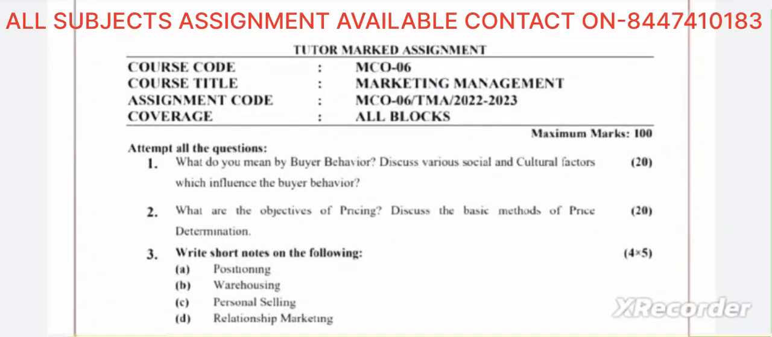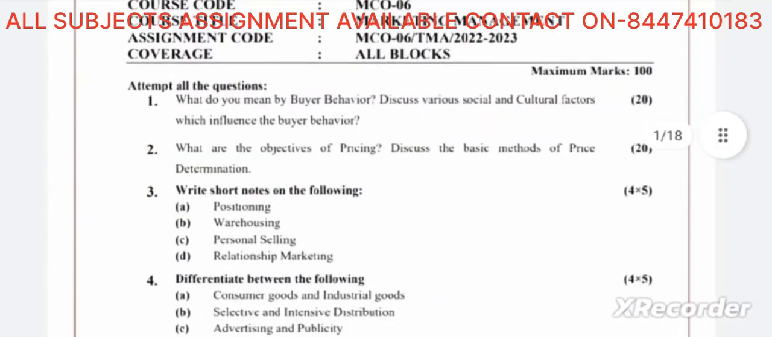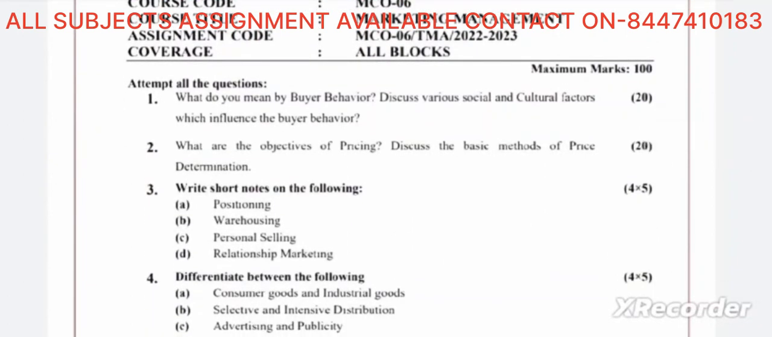These are the tutor marked assignments. The course code is MCO-06. Course title is Marketing Management. Assignment code is MCO-06. TMA for the session of 2022 and 23. Coverage: all blocks. You have to attempt all the questions. The maximum marks it contains is 100.